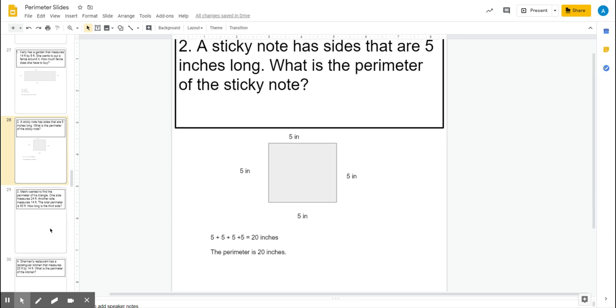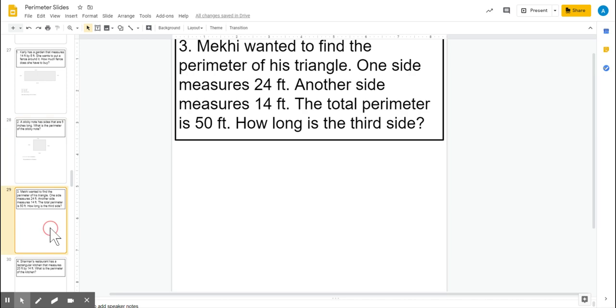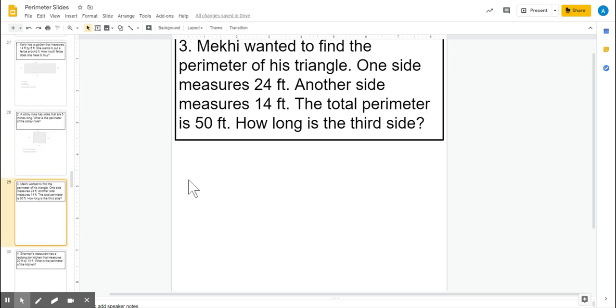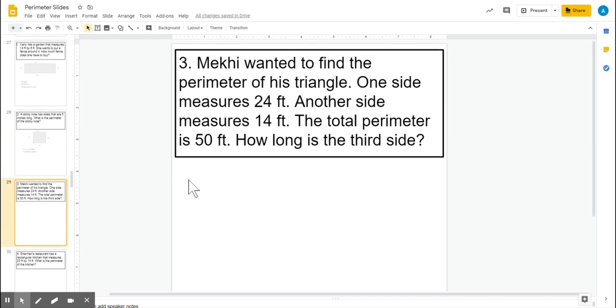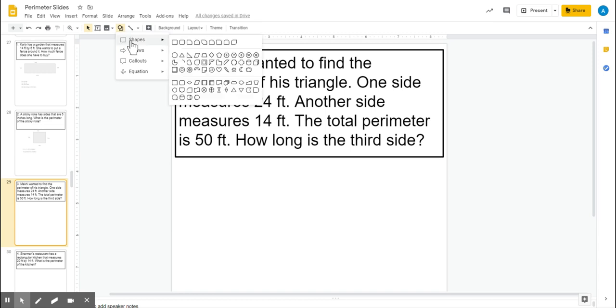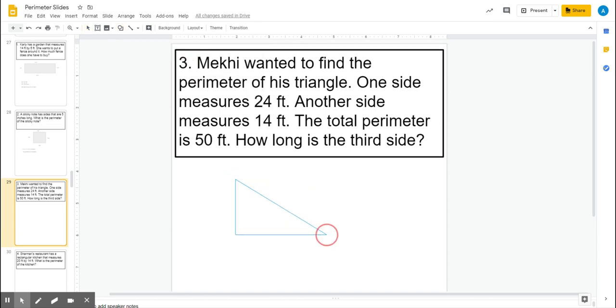All right, and I believe we're doing one more. So you have Makai wanted to find the perimeter of his triangle. One side is 24 feet, another side measures 14 feet. The total perimeter is 50 feet. How long is the third side? So here I insert my triangle, go to shapes, and I see a triangle right here.